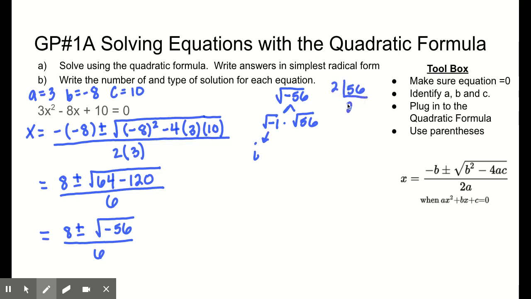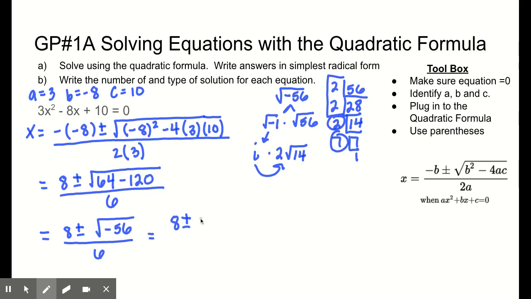So that's 2 and 28, 2 and 14, 2 and 7, and 7 and 1. Here we have a pair of 2's, a leftover 2 and a leftover 7, so that's going to come back together as 2 radical 14. And that i is going to appear between the 2 and the 14 when we put it back together. So this becomes 8 plus or minus 2i radical 14 divided by 6.